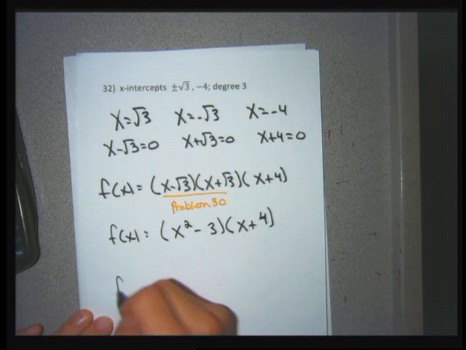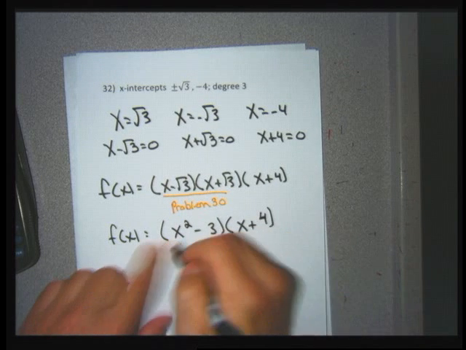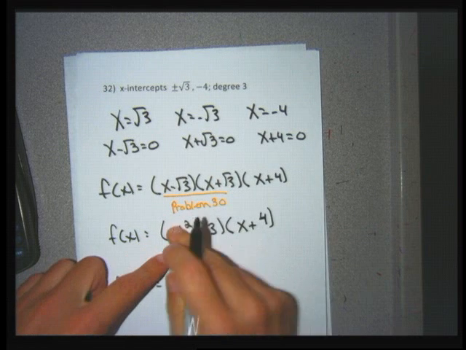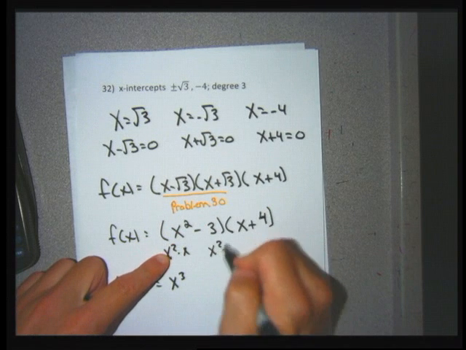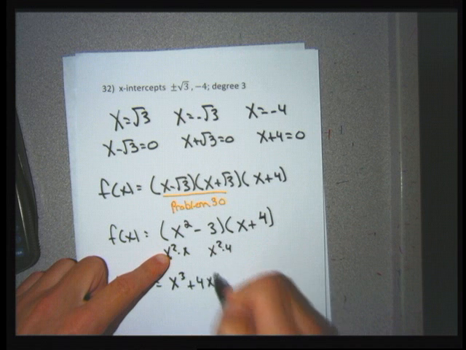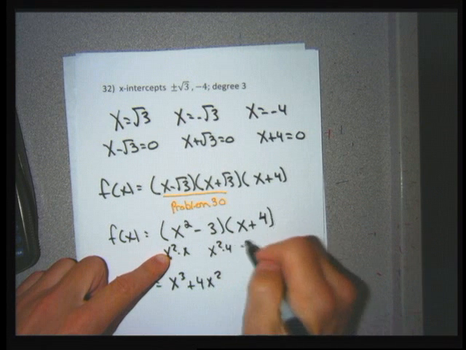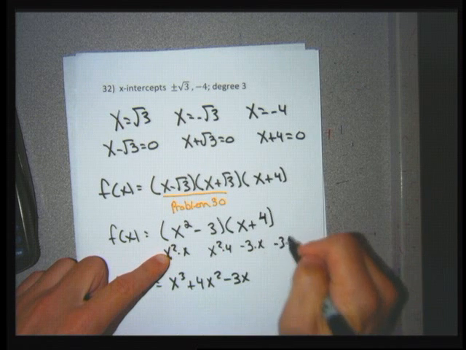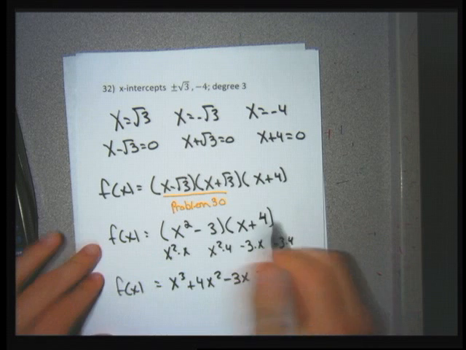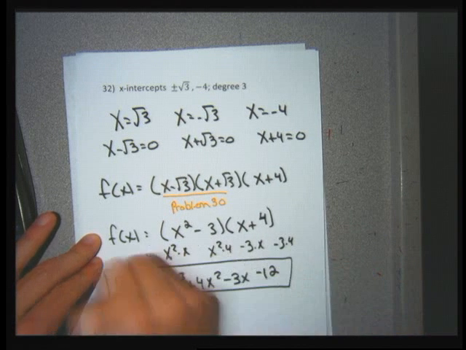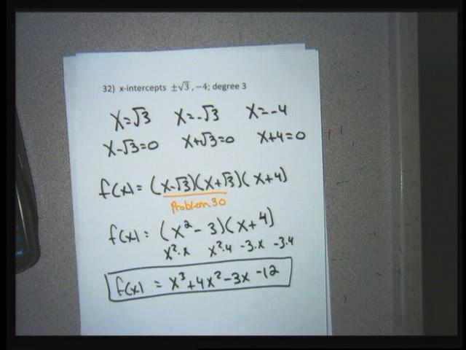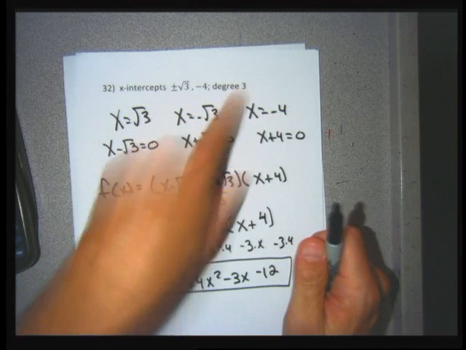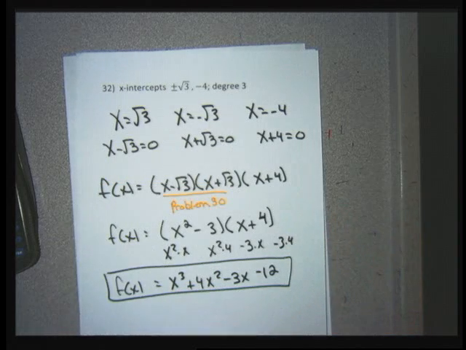And now I'm going to finish it up. I'm going to go x squared times x and get an x cubed. And then x squared times 4 and get a plus 4x squared. And then a minus 3 times x and get a minus 3x. And then a minus 3 times 4 and get a minus 12. There aren't any like terms there. That graph should cross the x-axis at 1.73, negative 1.73, and negative 4. It's a degree 3 that I wanted, and let me make sure that it actually works.